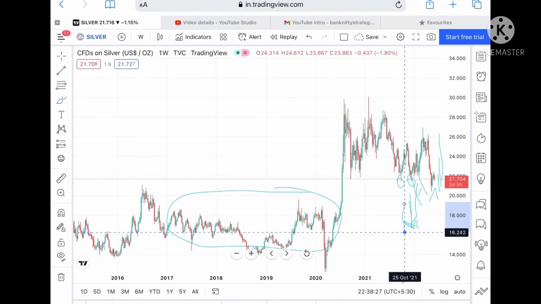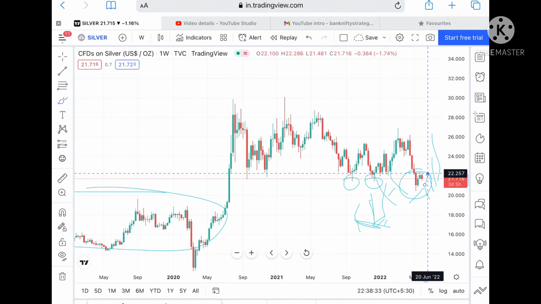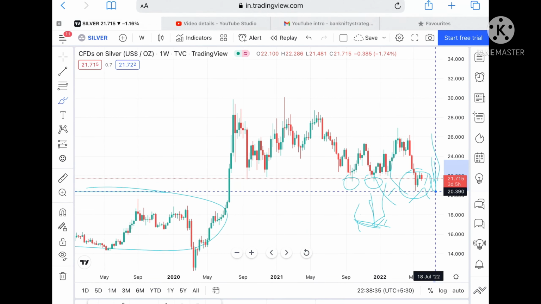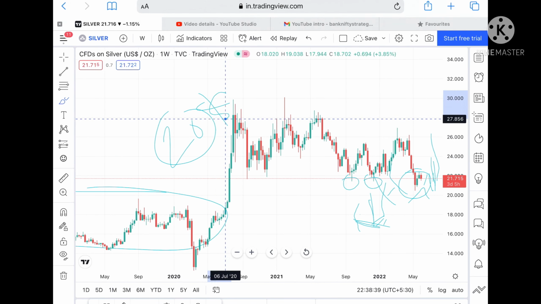Okay, so once the price goes below a level of 17, I'll make another video where I'll tell you where it can move further. Okay, but as of now what we can see is, if the price sustains this particular level, it can go further high, or if it goes below this particular level, a level of 20, then we can see it can go further downside.